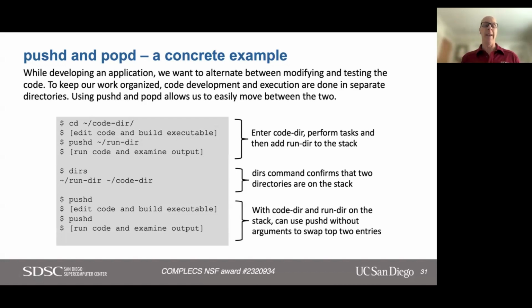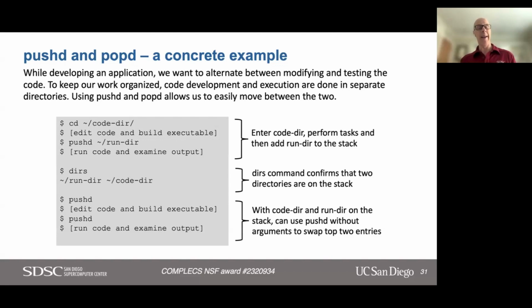Then I'm going to do pushd, and I'm going to move into the run directory. And here's where I'm going to run the code and examine the output. If I execute the dirs command, I see that I have run dir and code dir on the stack. Now, I want to go back to editing my code and building my executable. I do pushd, it's going to swap those 2 directories on the stack.